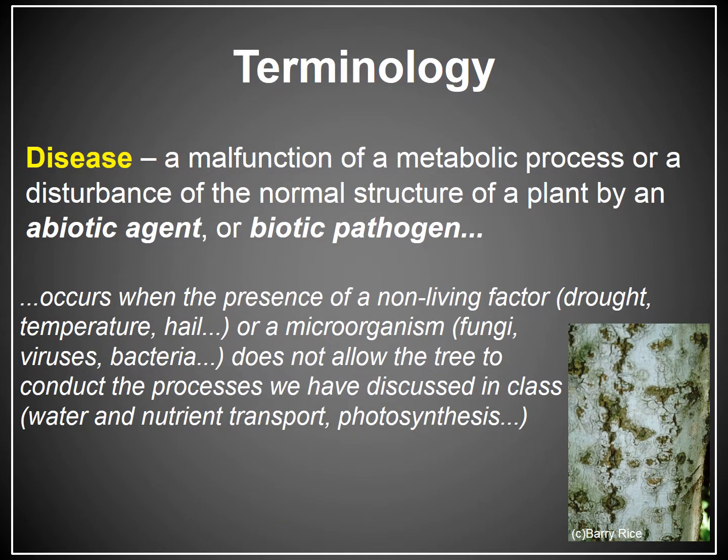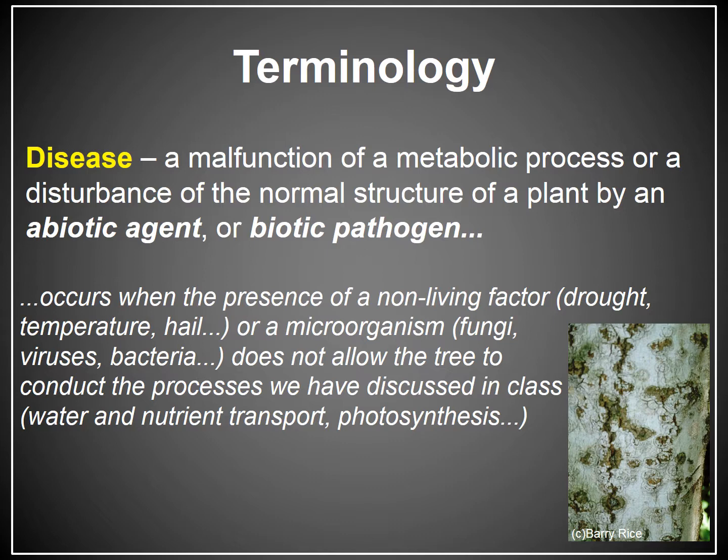By definition, a tree disease is either a non-living factor or living organism that negatively affects the structure or function of the tree. Non-living agents or non-living factors that may result in tree disease include drought, adverse temperatures, hail or ice. All these things can cause damage and not allow the tree to function as it should.